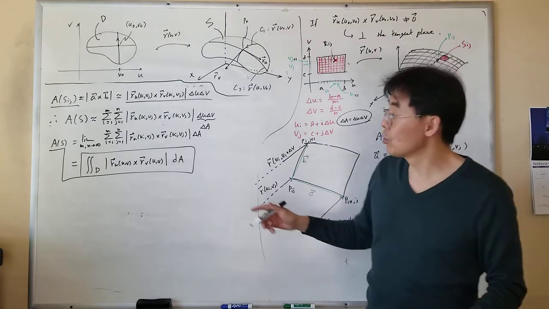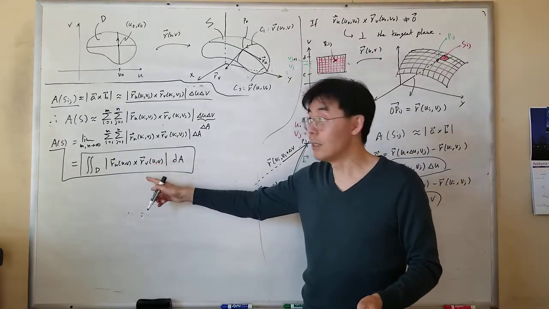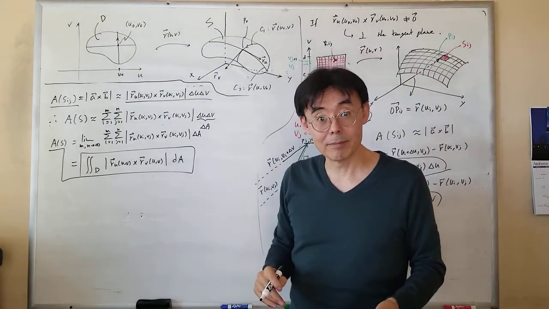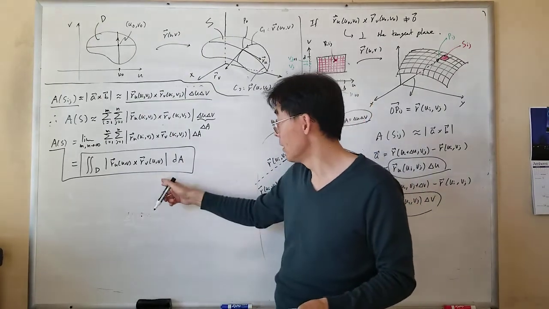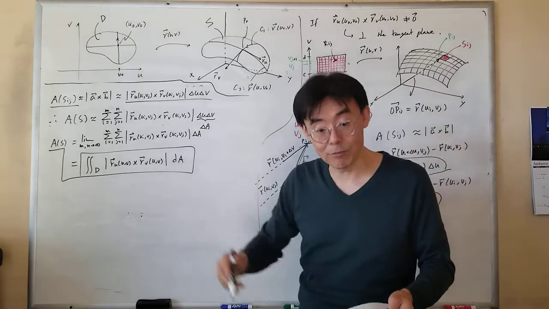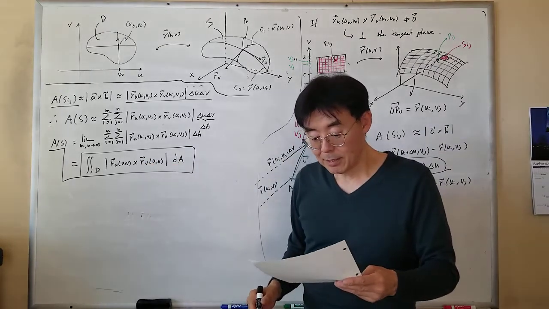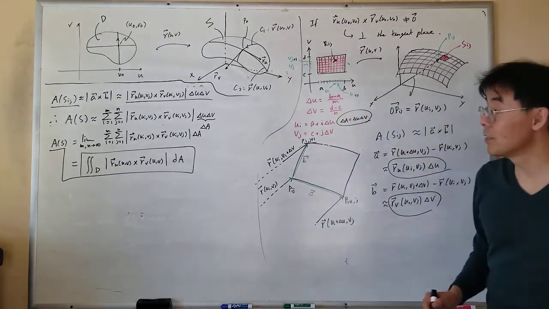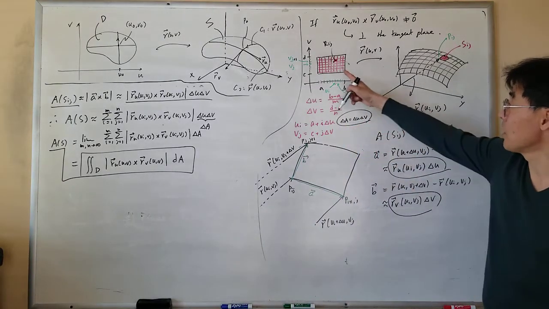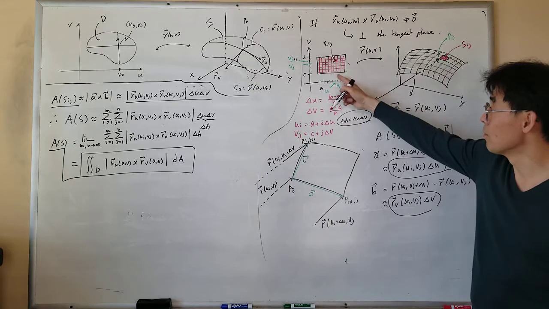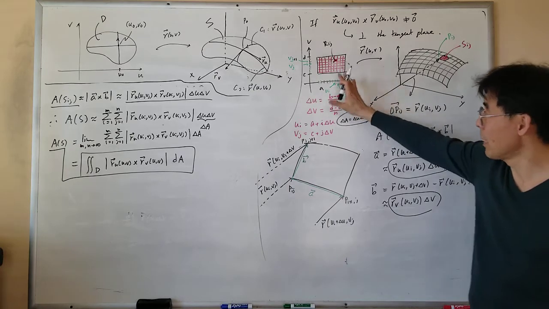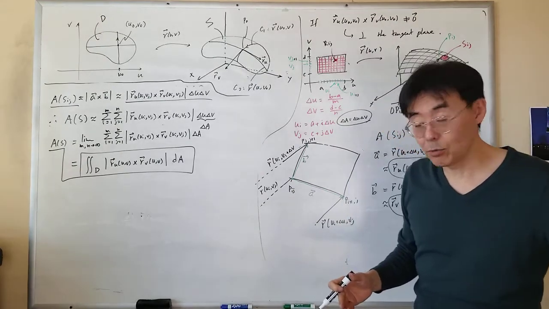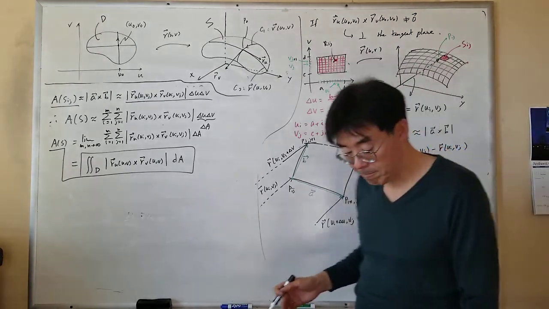R sub u cross product R sub v. R is this vector valued function. It's a function of u and v. This is a double integral in terms of u and v. Okay? That's the formula of surface area. Now, even though we started with a rectangular region for D, it's okay to extend that, just like in the previous section, 12.3.